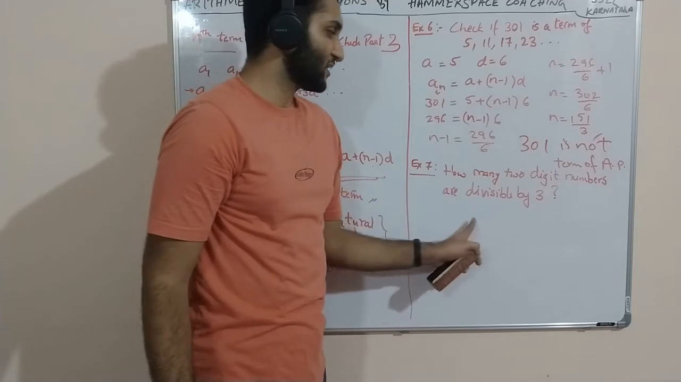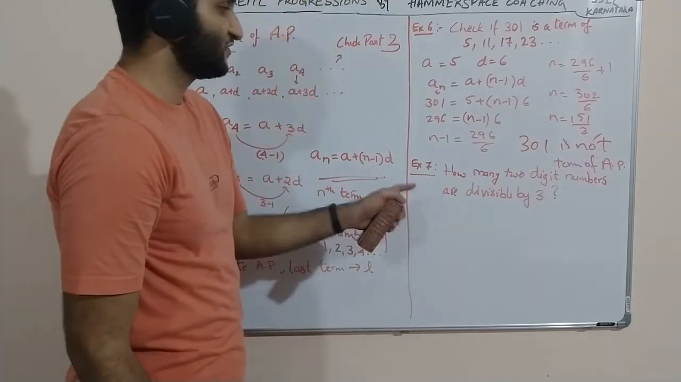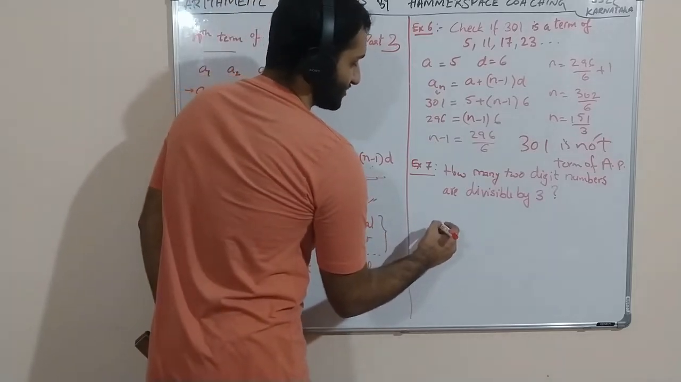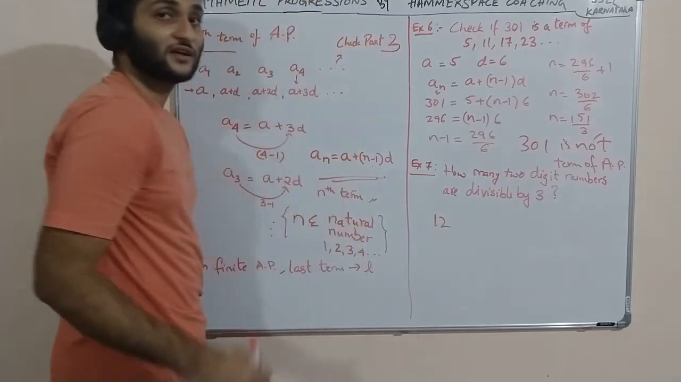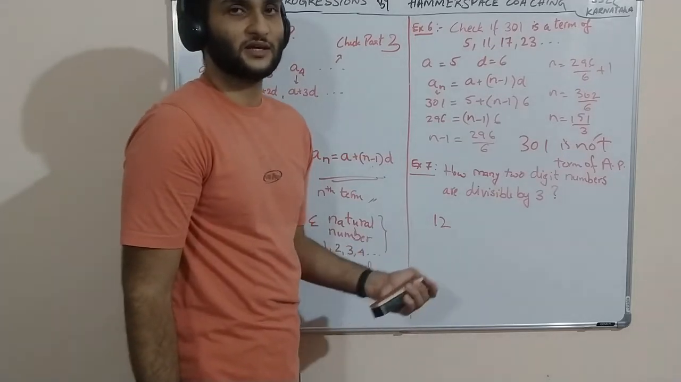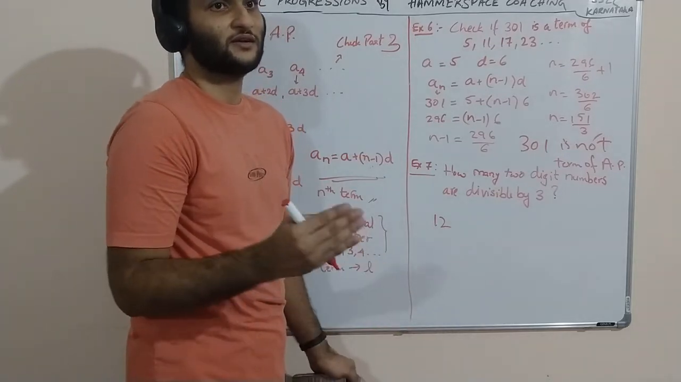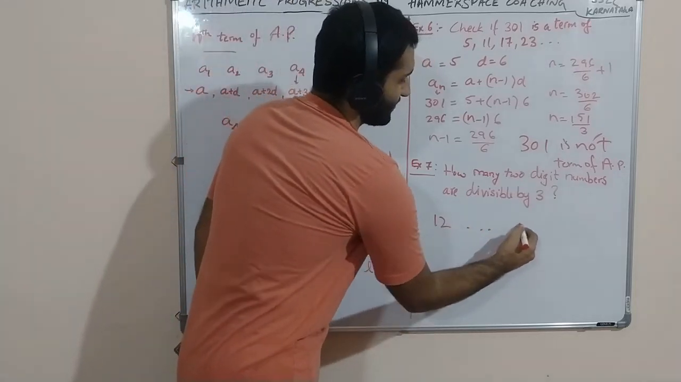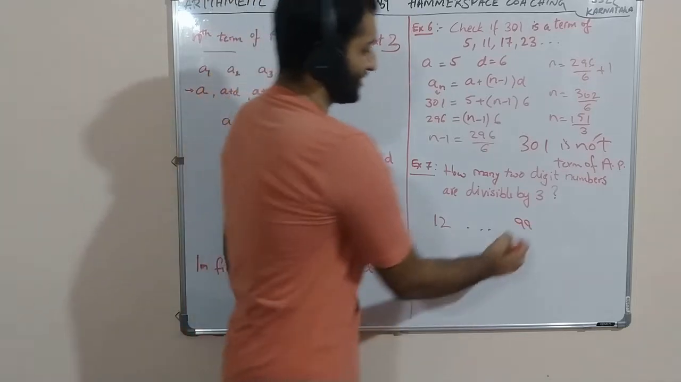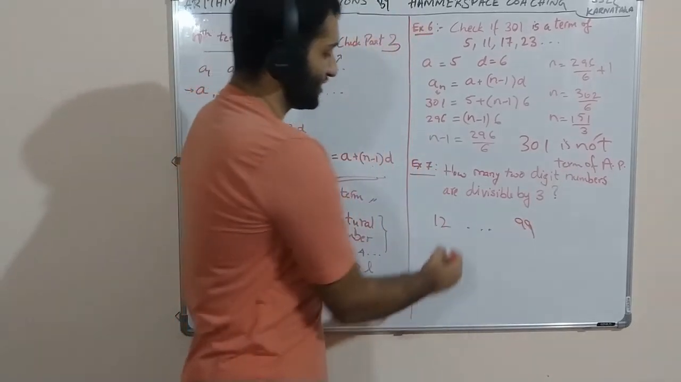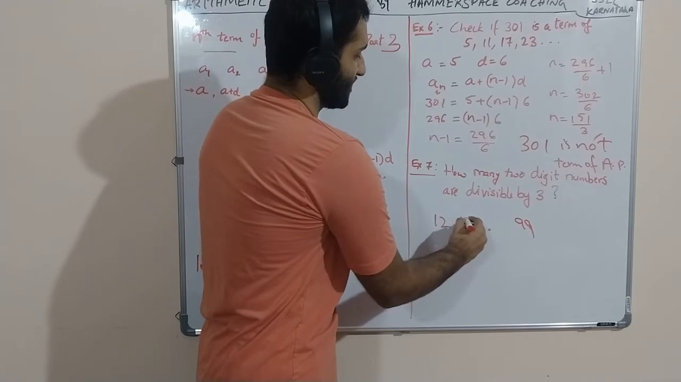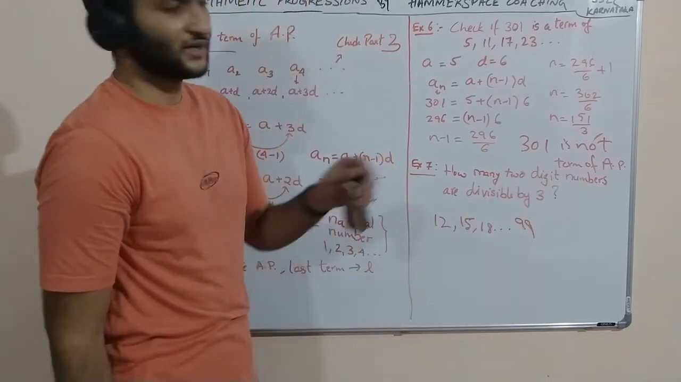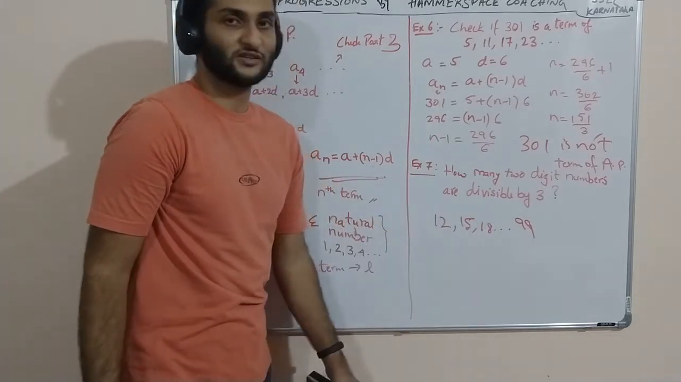How many 2-digit numbers are divisible by 3? Which is the first 2-digit number that is divisible by 3? It is 12. Which is the last 2-digit number divisible by 3? It is less than 100, and we know that it is 99. So the AP will be up to 99. After 12 the next is 15, after that it is 18, and so on up to 99. These are the 2-digit numbers divisible by 3.